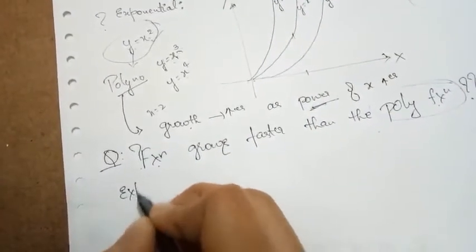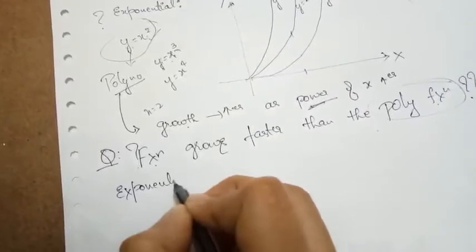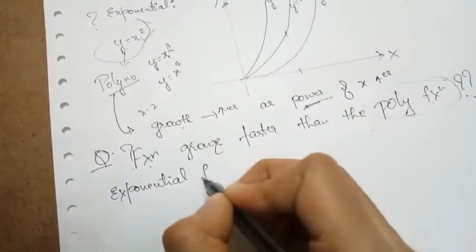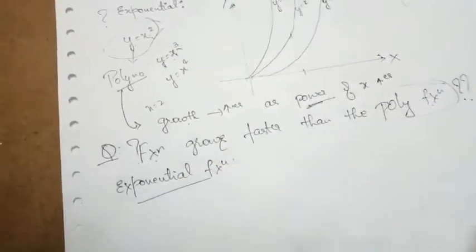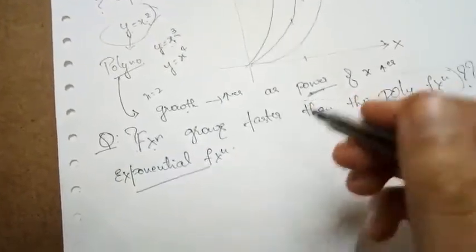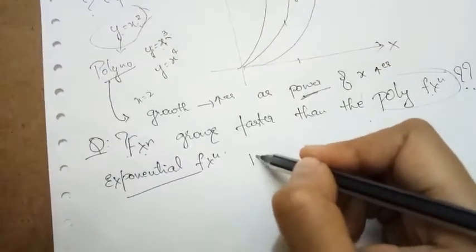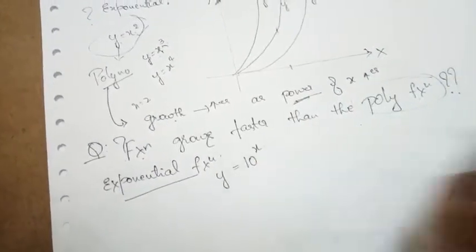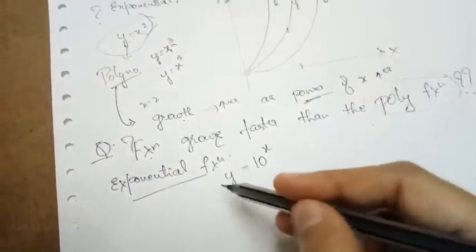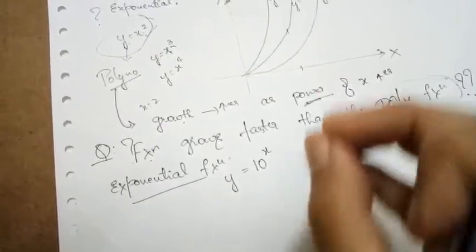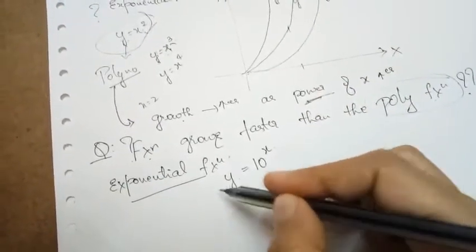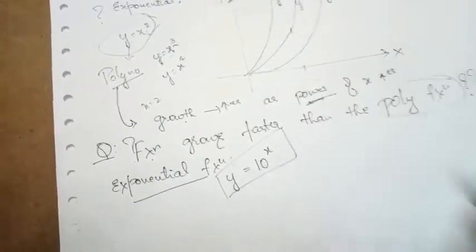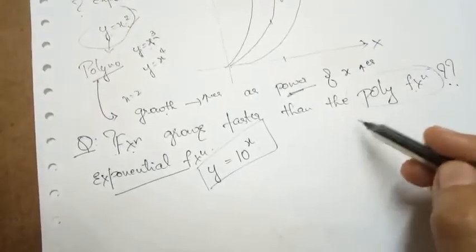At this time, when this question arose, a new function called the exponential function came into light. So what is this exponential function? It is nothing but a constant to the power x. If I call any function y equals some constant to the power x, then this type of function is called an exponential function.